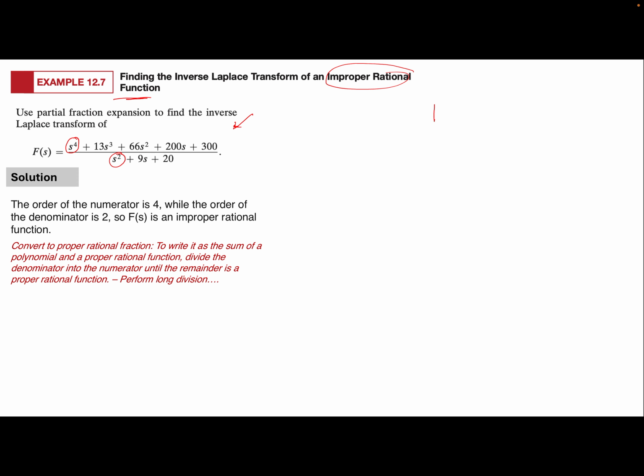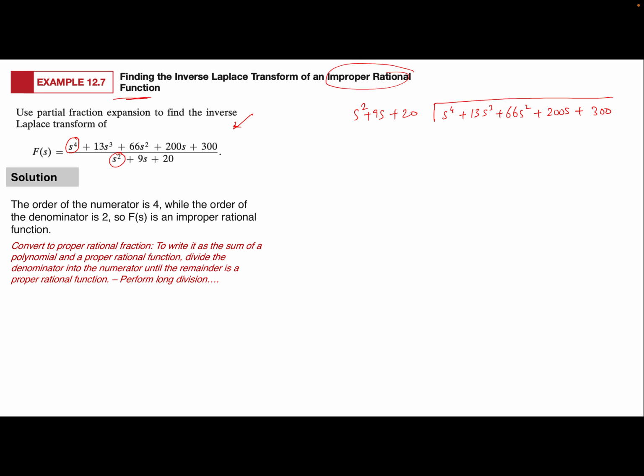Okay, interesting. So I'm going to divide the numerator by the denominator: s⁴ + 13s³ + 66s² + 200s + 300, divided by s² + 9s + 20. While doing this long division, let's first kick out the first term, which is s⁴.